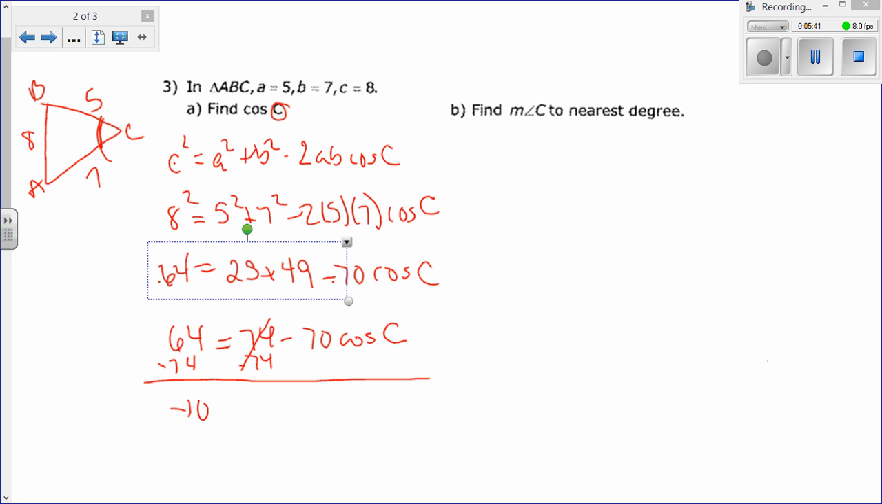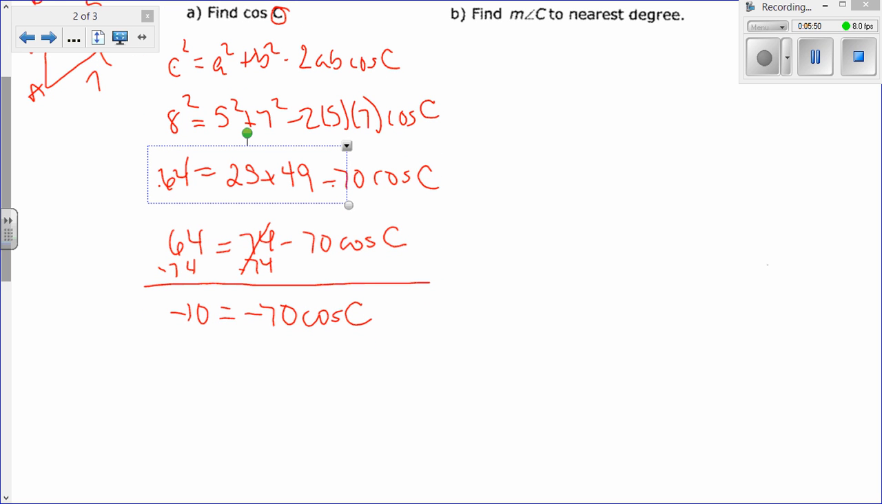Again, I have to solve for the cosine of C, so I need to subtract the 74 from both sides. So I have negative 10 equals, don't forget your negative. This is another thing people tend to do, is drop their negatives, and you cannot do that. And divide by negative 70. So 1/7 is equal to the cosine of C.